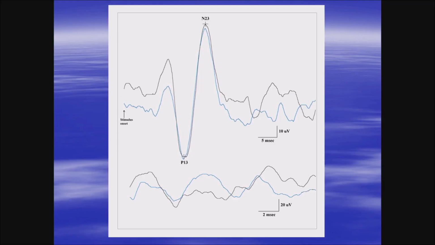Because the stronger the contraction of the muscle, the larger the response. So if you do not control for muscle contraction, your amplitudes will be all over the place, and you will not be able to differentiate between normal controls and your patients. So you need to control for muscle contraction.